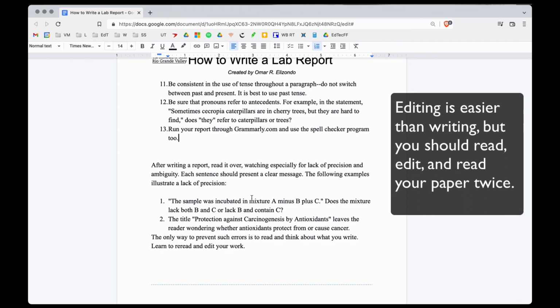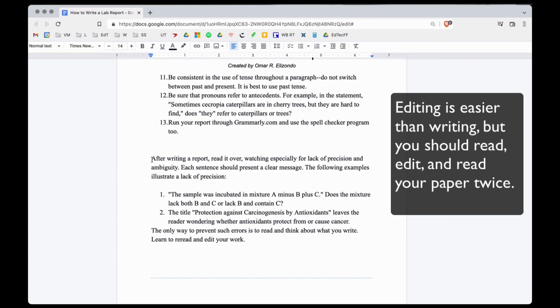And there's some more information here, but this is really the final part, is you need to read your report. Read it over. This is important not just for this class, but for all the papers that you'll be working on in the future. Read your report, go back and edit it. The hard part is the writing part. The easier part is the editing part.